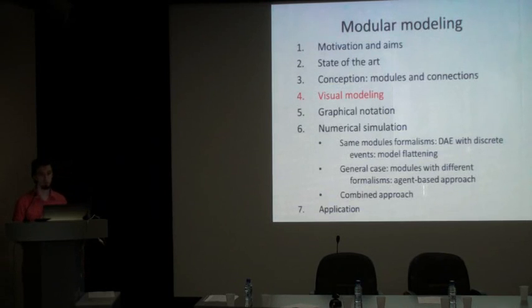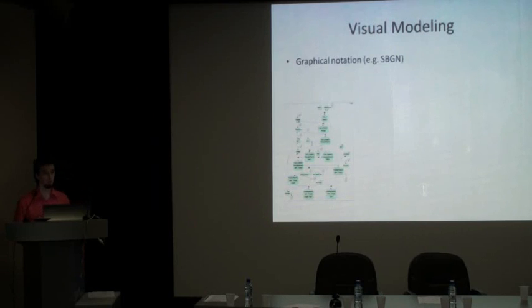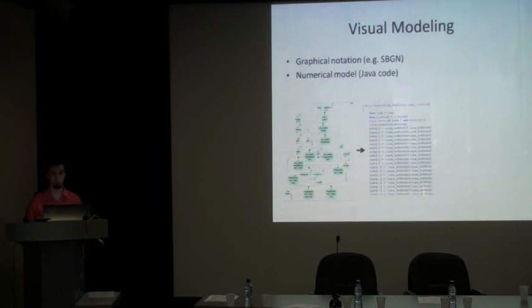For convenience of creating and working with modular models, we utilize the concept of visual modeling. So I need to tell a few words about the visual modeling concept. Visual modeling implies three main components. First, it's graphical notation, for example, SBGN. Then, a numerical model, which is created on the basis of SBGN. For example, in BioUML, we can create a numerical model in Java code on the basis of an SBGN model. And simulation result, finally.